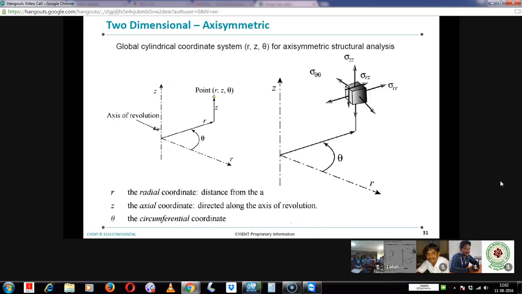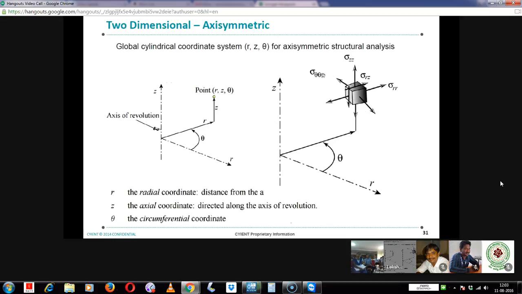Coming to axisymmetric, it is generally represented by r, theta, z coordinates. R is represented by radius. Z is represented by the axial coordinate along the axis. Theta is represented by the circumferential coordinate. So these are the coordinates we generally use for axisymmetric problems.